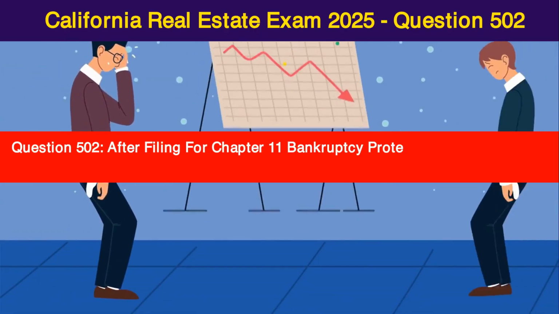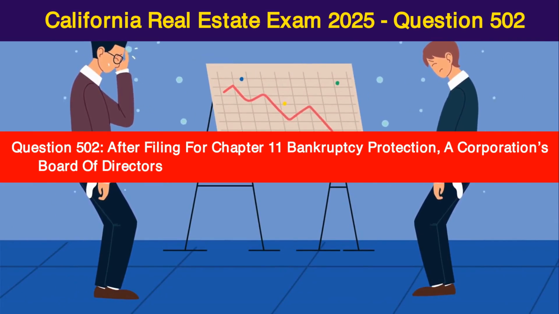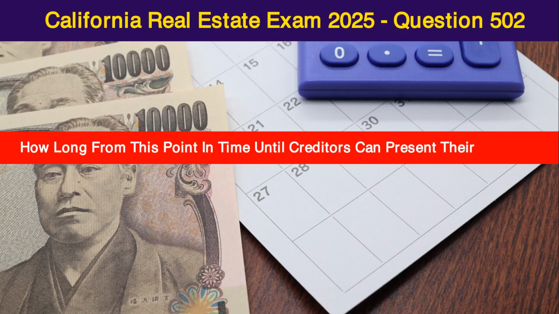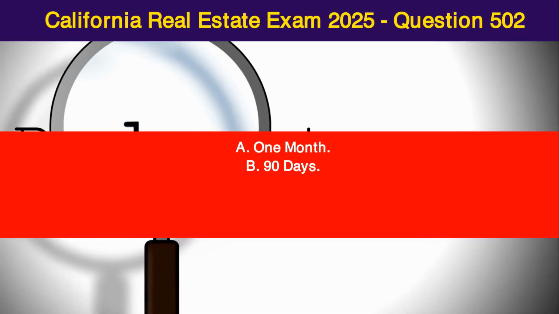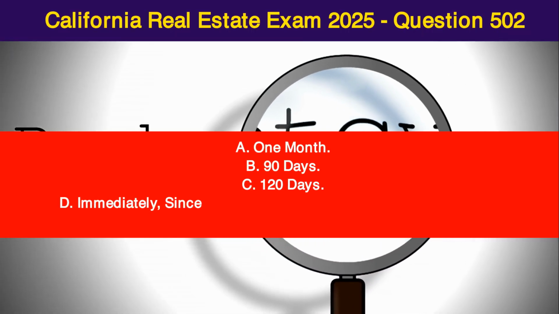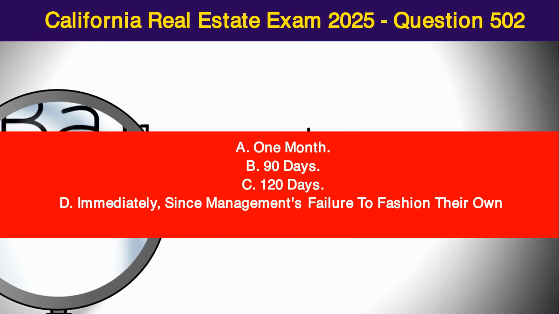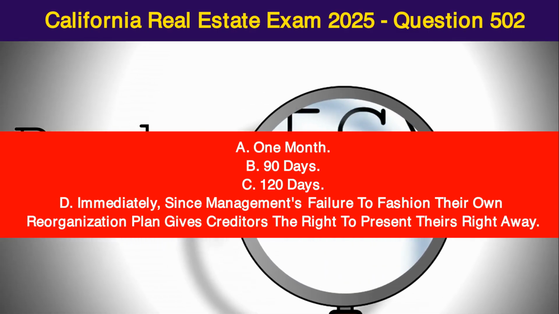Question 502. After filing for Chapter 11 bankruptcy protection, a corporation's board of directors had no plan for handling the firm's reorganization. How long from this point in time until creditors can present their own plan? A. 1 month, B. 90 days, C. 120 days, D. Immediately, since management's failure to fashion their own reorganization plan gives creditors the right to present theirs right away.